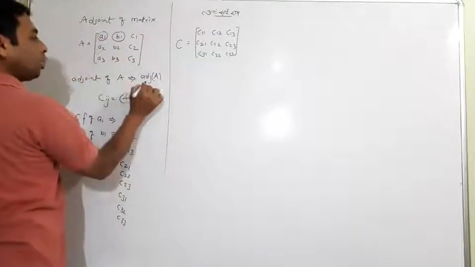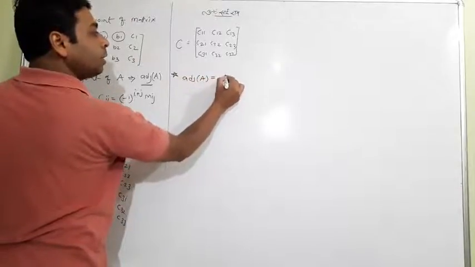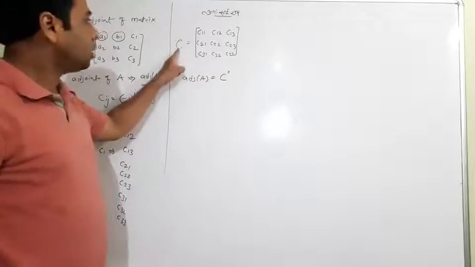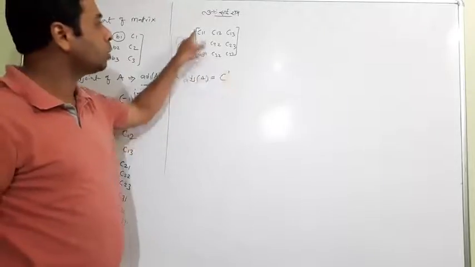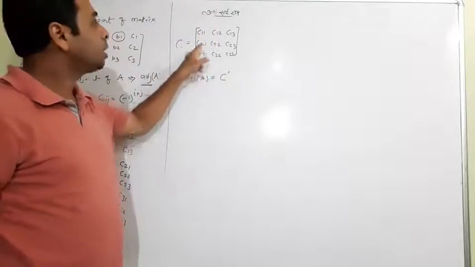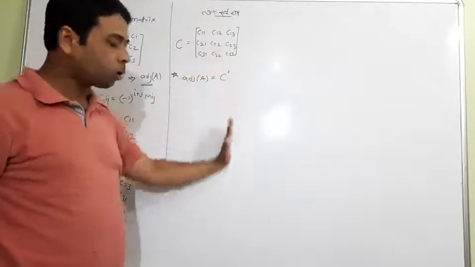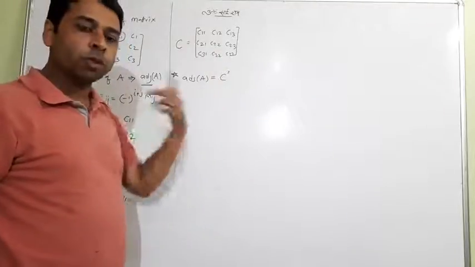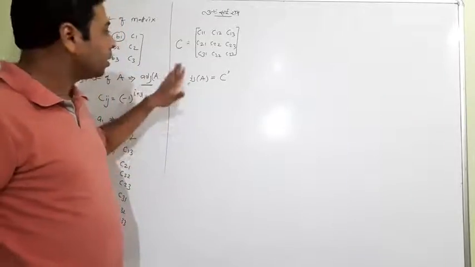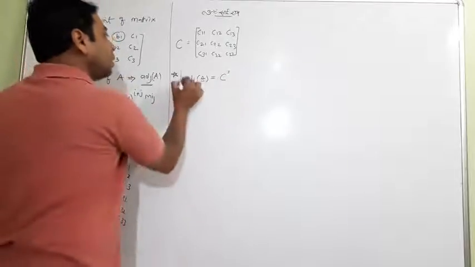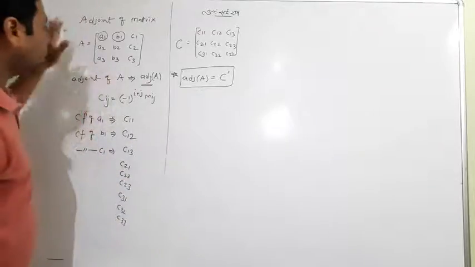And what is adjoint A? Lastly, I would define that adjoint A means the transpose of C. This C we already got. We just have to take its transpose. You know transpose. How to find the transpose? You have to interchange the rows and columns. C11, C12, C13 will be written in a column. C21, C22, C23 will be written in a column, and similarly. So C dash is a very familiar word now because we have already studied this. So adjoint of A is equal to C dash, and that is the final definition of adjoint A. Okay. So this is a simple procedure.